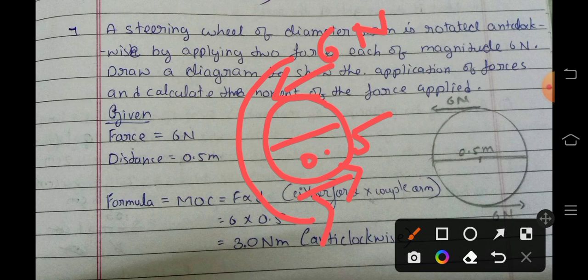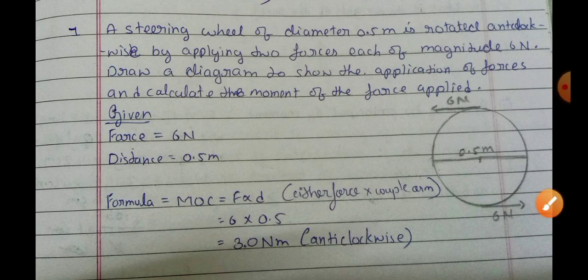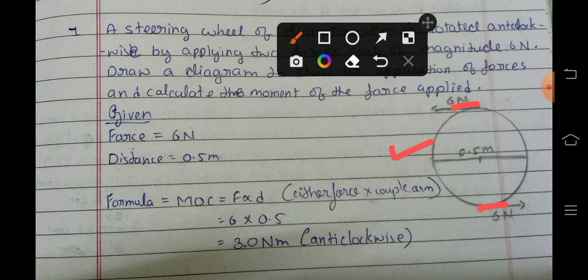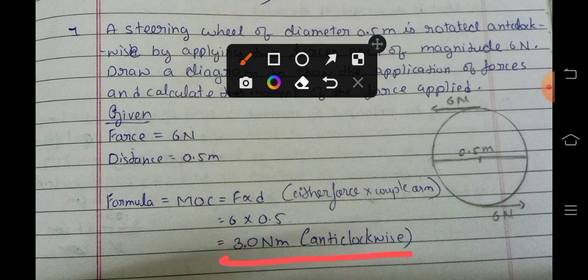Like this, and the magnitude of the force is 6 Newton. I think it's clear to you all. Force is 6 Newton, applying two forces. Again, here the two forces are shown, applying 6 Newton each. Show the application of forces and calculate the moment of force. You have the figure now. After this, apply the formula: force into distance. Force is 6 Newton, and the couple arm is 0.5 meter. You will get 3.0 Newton meter. This is anti-clockwise.